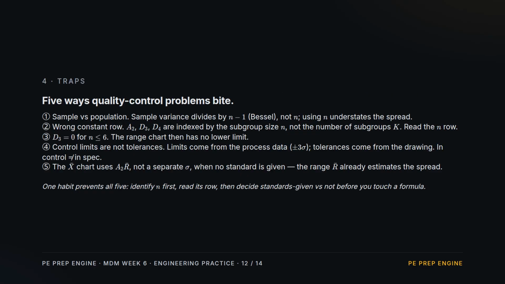Traps. 5 ways this bites. 1. A sample divides by n-1, not n. 2. The constants follow the subgroup size, not the number of subgroups. Read the n row. 3. D3 is 0 for 6 or fewer, so the range chart has no lower limit. 4. Control limits are not tolerances. In control is not the same as in spec. 5. With no standard given, the X-bar chart uses A2 R-bar, not a separate sigma.